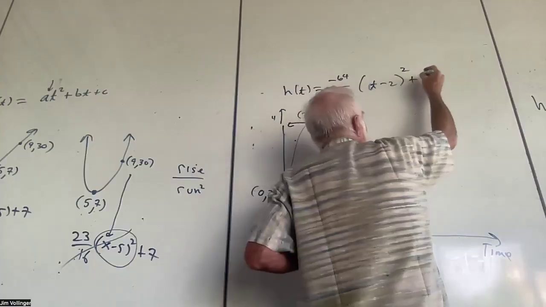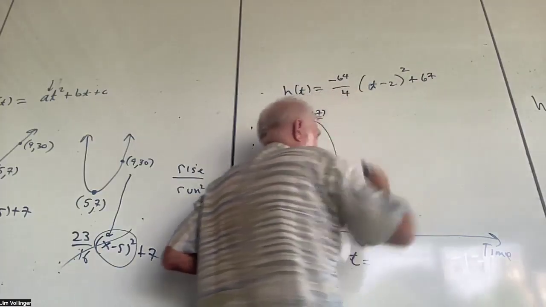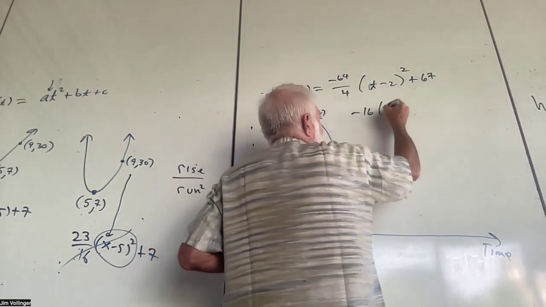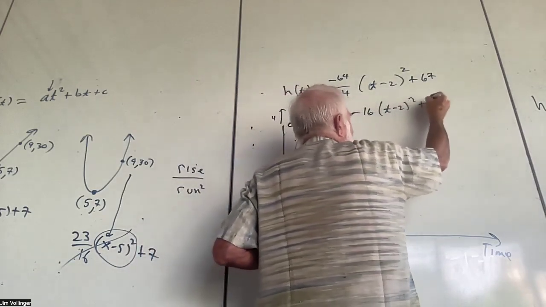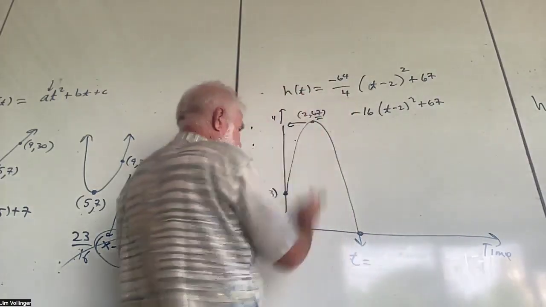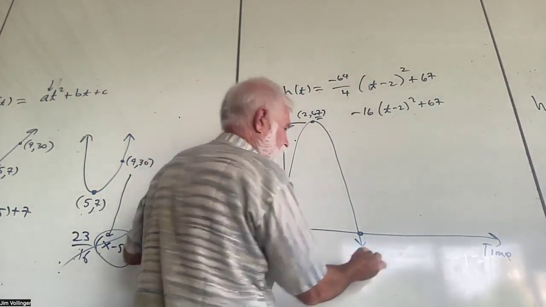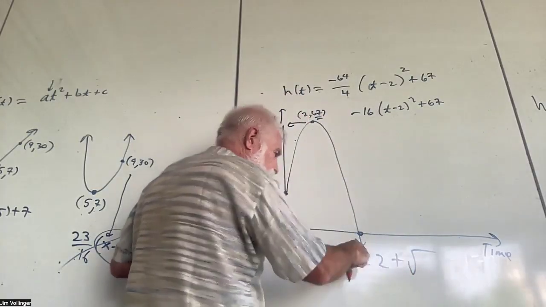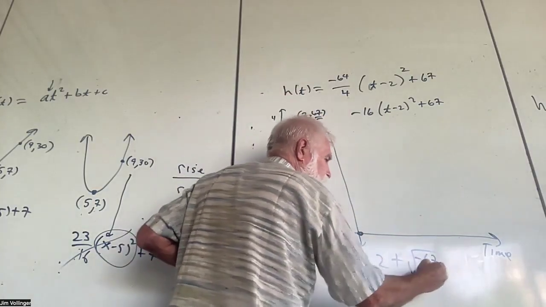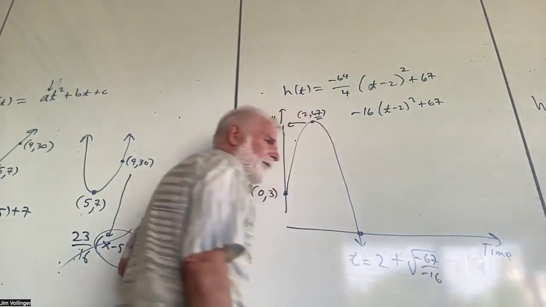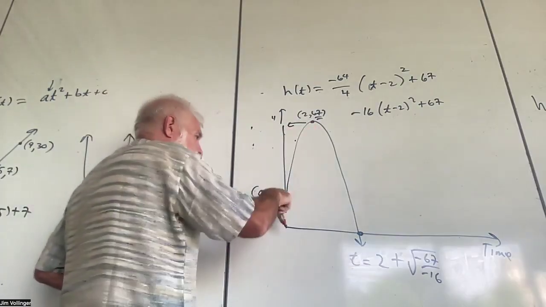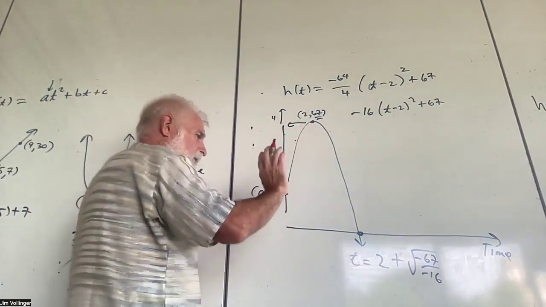Okay, and I have a frame of reference of 67. Well, that allows me to tell you when it hits the ground, because that's minus 16, t minus 2 squared plus 67, and I can see it from here that I hit the ground at 2 plus the square root of 67. I'm changing by 67, and I'm dividing by minus 16. That's all here. I can see rise, minus 64, run squared.